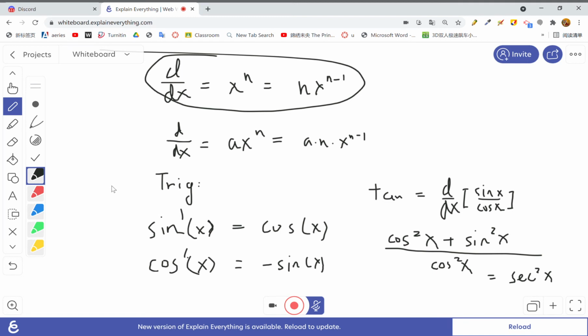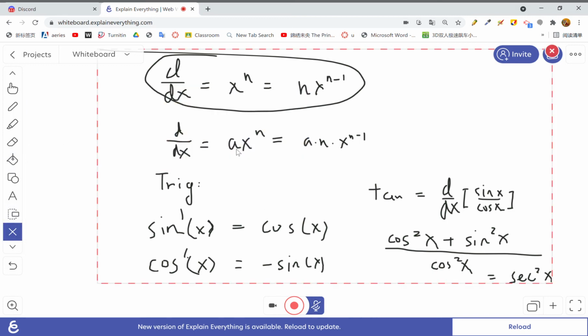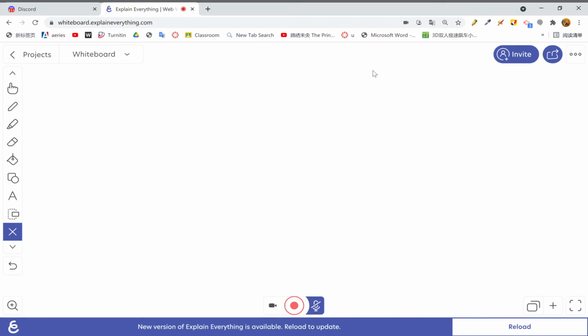So now we know what the derivative is. Let's talk about the antiderivative. What is an antiderivative? As you can see, by interpreting the word, anti means opposite, right? The opposite of the derivative, which is the inverse of the derivative.